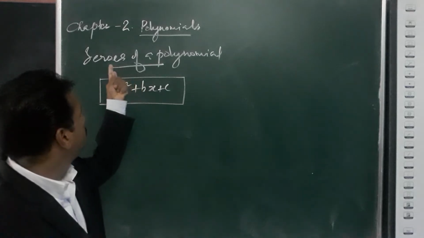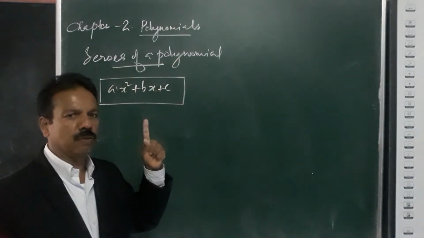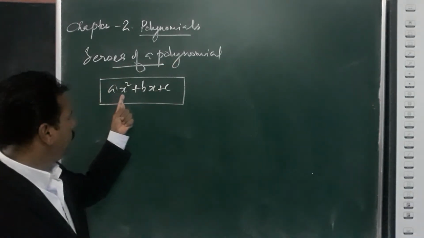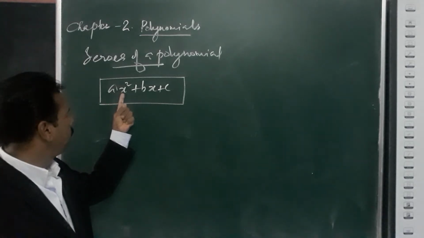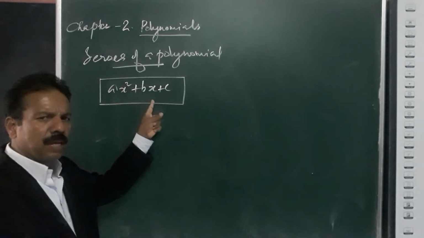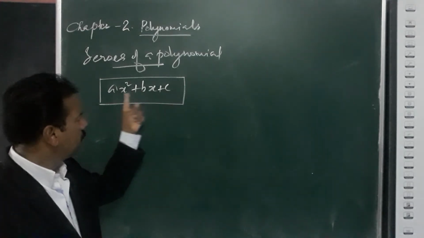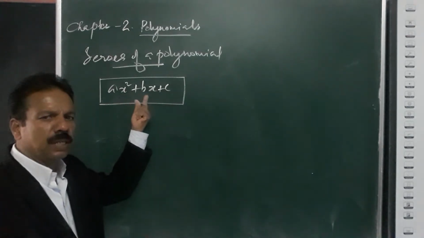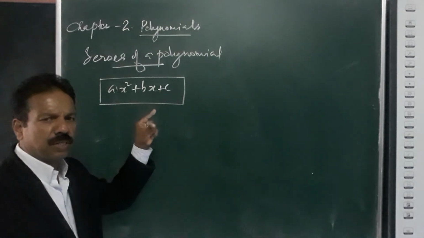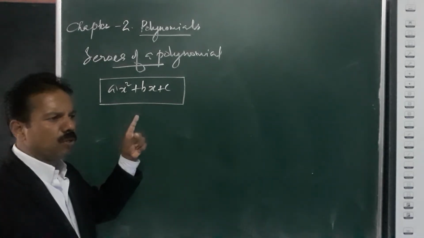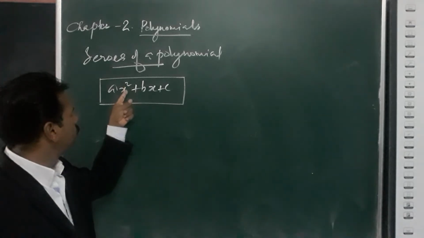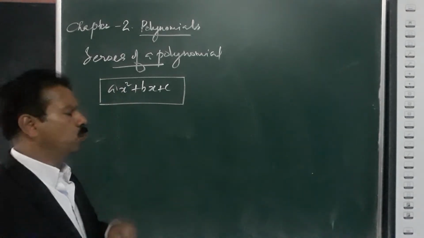Now we have to study about the zeros of a polynomial. The general form of a quadratic polynomial is ax square plus bx plus c. A polynomial has only one side, it is not an equation, only a polynomial. In a quadratic polynomial, the highest exponent of the variable will be 2.